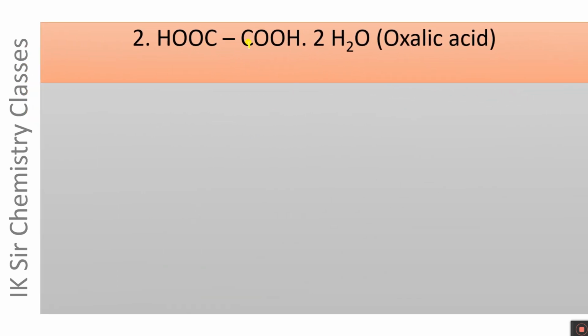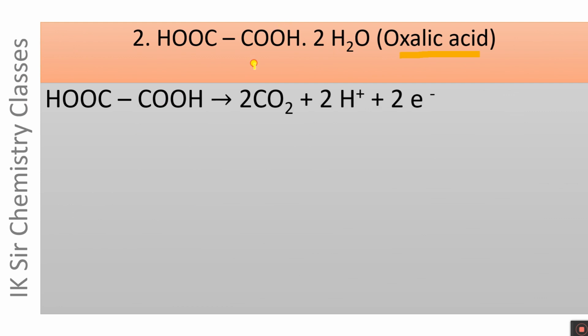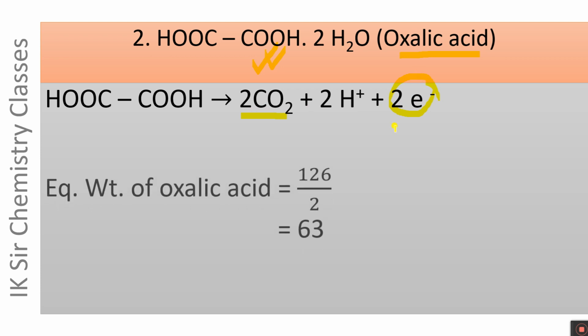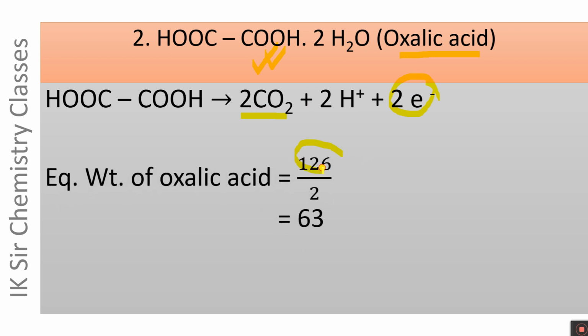Oxalic acid, (COOH)2.2H2O, it is oxalic acid dihydrate. When oxalic acid acts as a reducing agent, itself is oxidized to CO2 by losing 2 electrons. The molecular mass of oxalic acid is 126, and its equivalent weight will be molecular mass divided by number of electrons lost by its one molecule, that is 2, and thus the equivalent weight of oxalic acid dihydrate is 63.